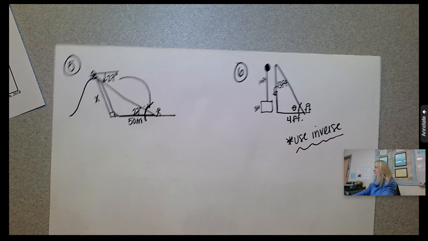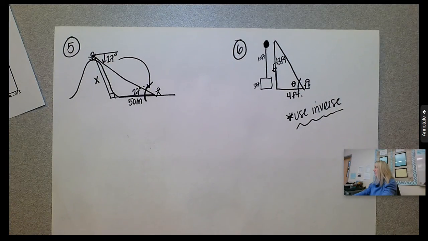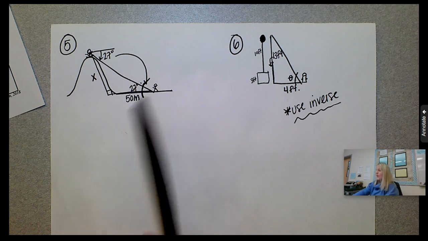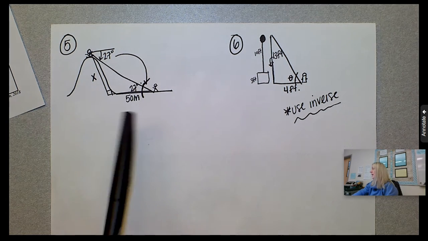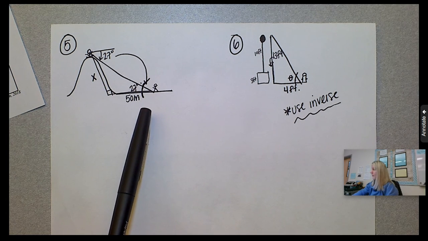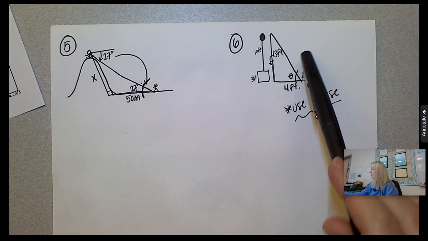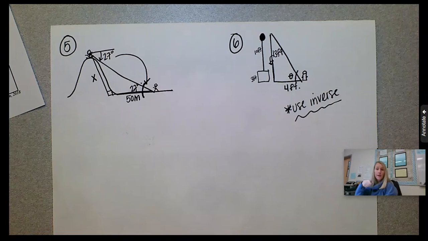There are your two setups. Sorry if they're not the best pictures, but you get the idea. In this one, we have an angle. We want this side, we have this side. So what trig function would you use? And in this one, we have this side and that side, and you're trying to find an angle, so you're going to use an inverse. So you are trying that now.